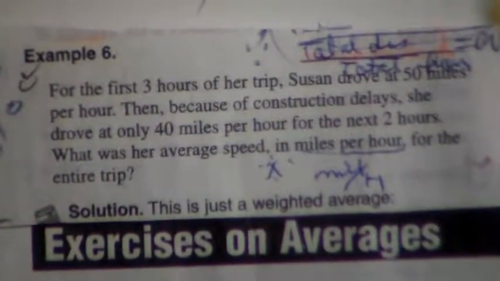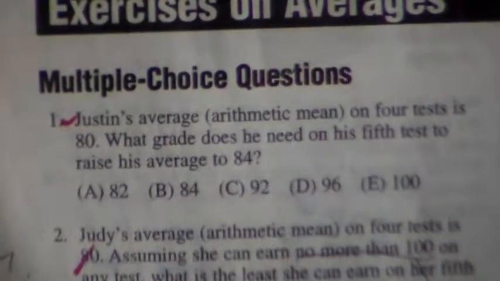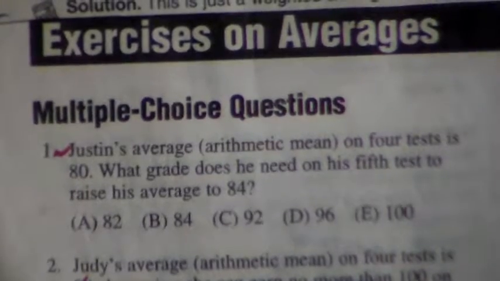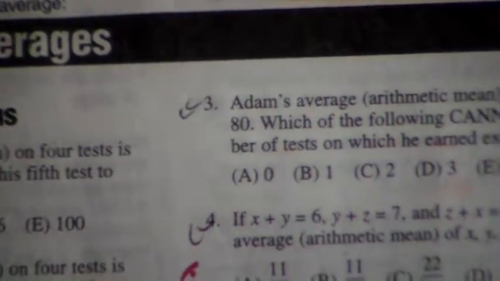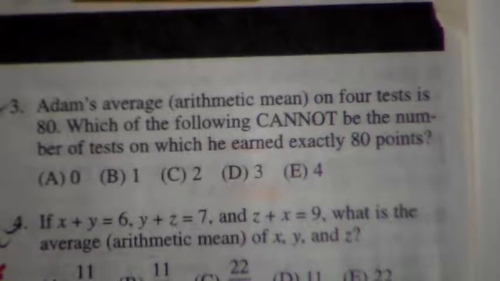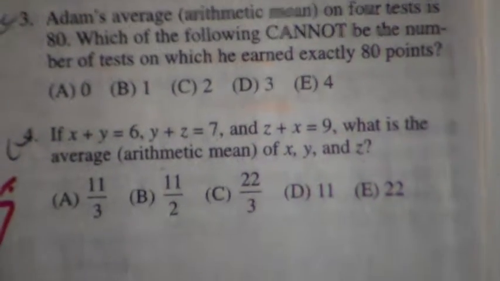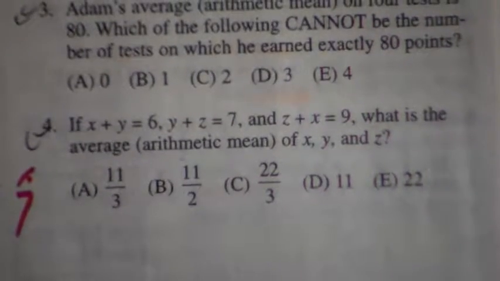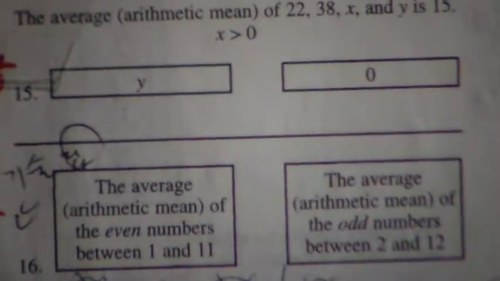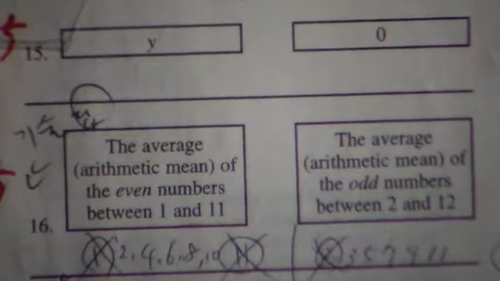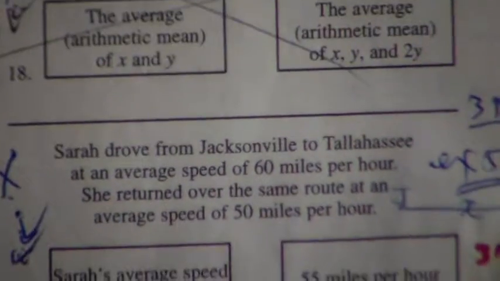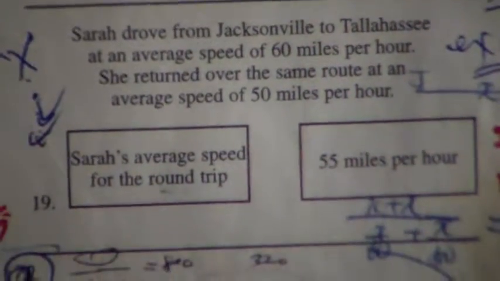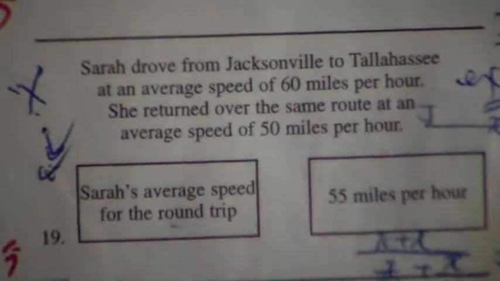Okay, example 6. 1 and 2 and we got 3, 4 and 16 and 19. Okay.